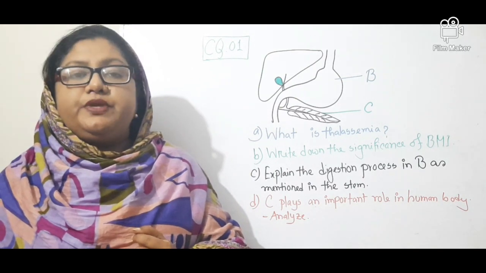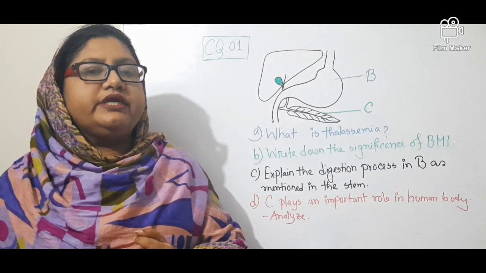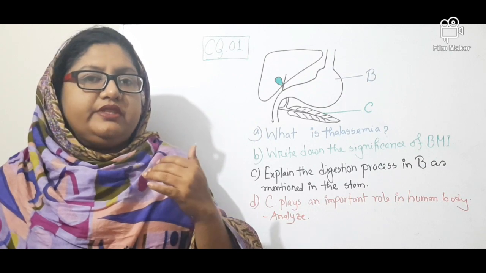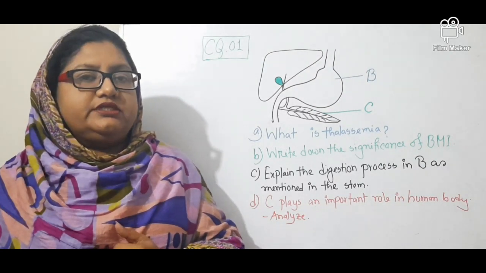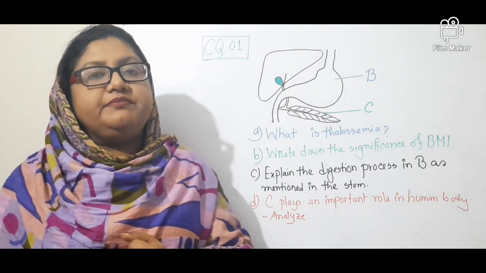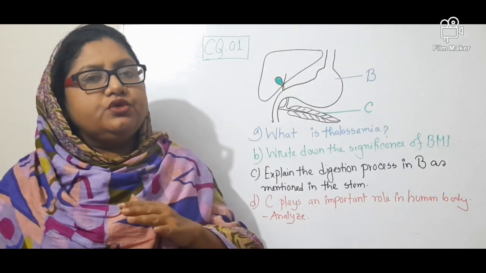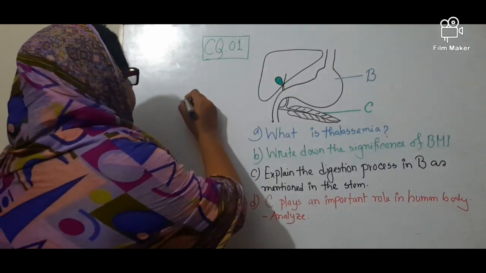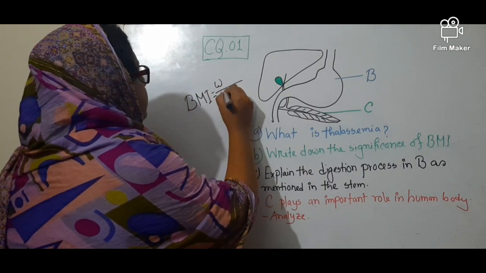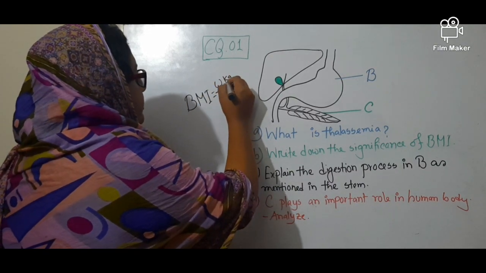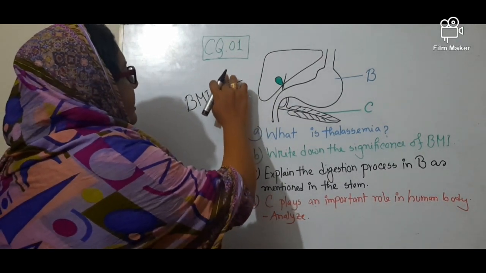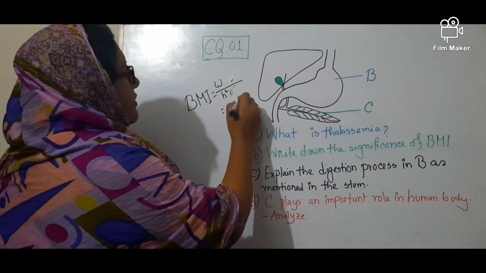The index that shows the ratio between height and weight of a person is known as BMI. In calculating the BMI of a person, at first you have to calculate the weight in kg and the height in meter square. The rule is BMI is equal to weight by height square. That means you have to calculate weight in kg and height in meter square. But the BMI has no unit.